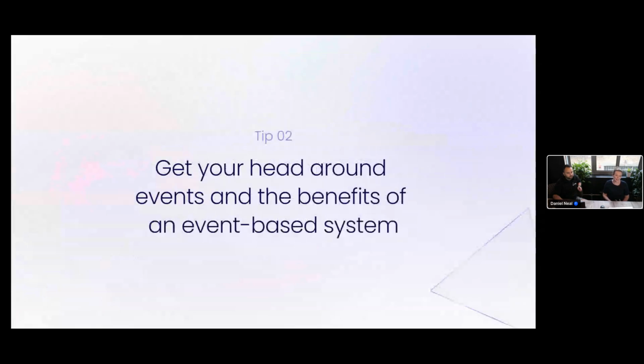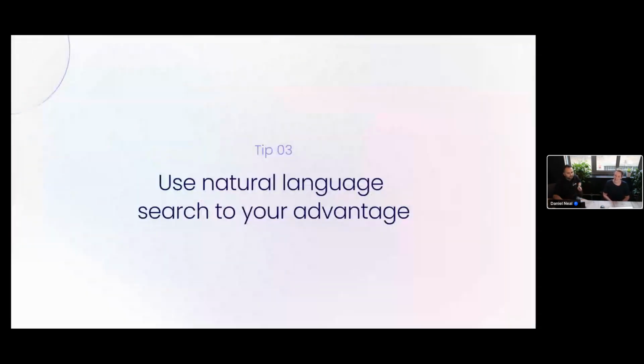Tip number 2, get your head around events and the benefits of an event-based system. Use the natural language search to your advantage to get those quick answers and get top line numbers. It's such a time saver. So if you want to find things like how much revenue have I made this month, you can ask that search bar. You don't have to look at any reports. Great.